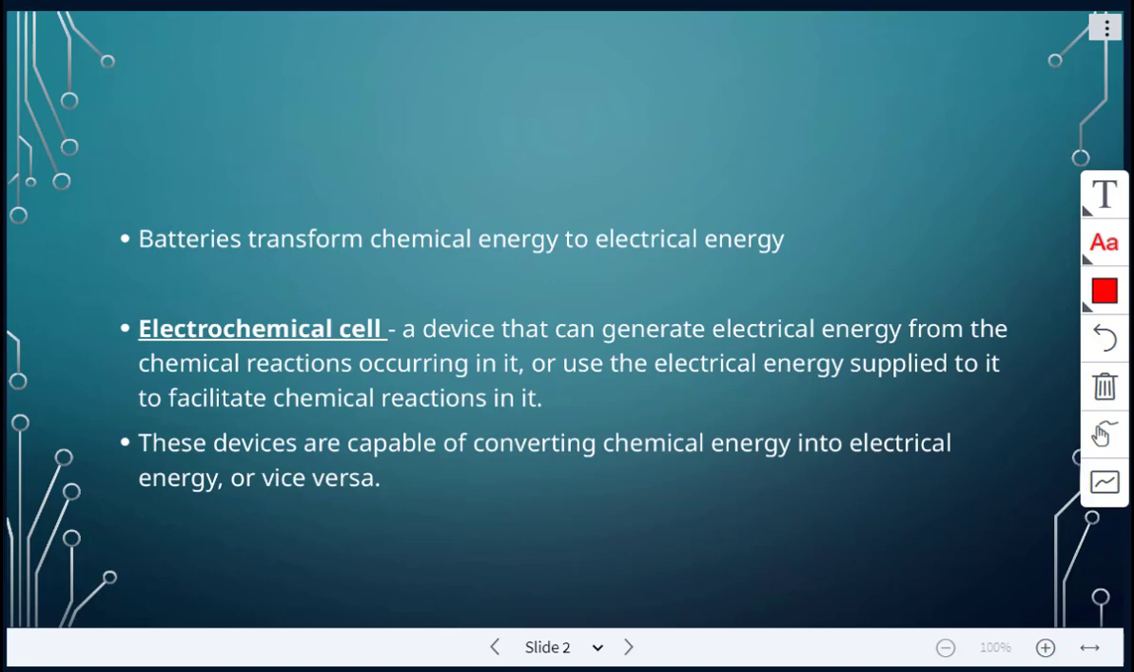These are devices that can generate electrical energy from the chemical reactions that are occurring inside of it, or they're using the electrical energy supplied to it to facilitate chemical reactions inside of it. So basically, they're capable of converting chemical energy into electrical energy or vice versa.